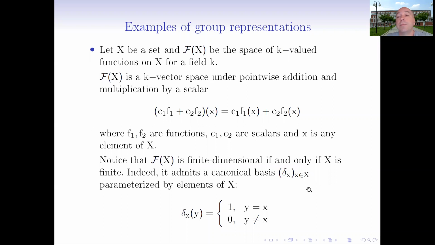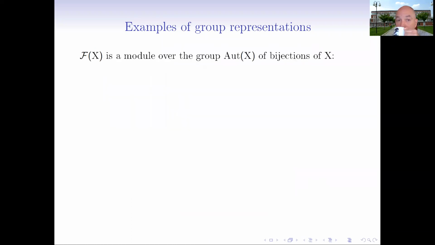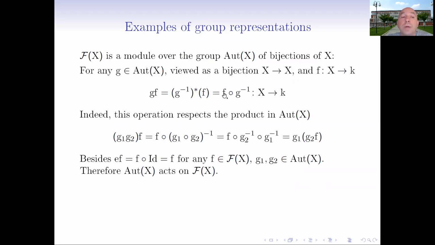Okay, sometimes we can play the same game in infinite dimensions, but then we should either specify what our functions are or say what the basis is. So F(X) is a module over the group of automorphisms, the bijections of X, in the following way. For every g from Aut(X), view it as a bijection from X to X, so it's an invertible map. Then we define the action on F as the composition with the inverse. If you do not take the inverse, this is the dual map, but we should take the inverse to make this really an action. Otherwise it will be an anti-action. It will reverse the order in the product.